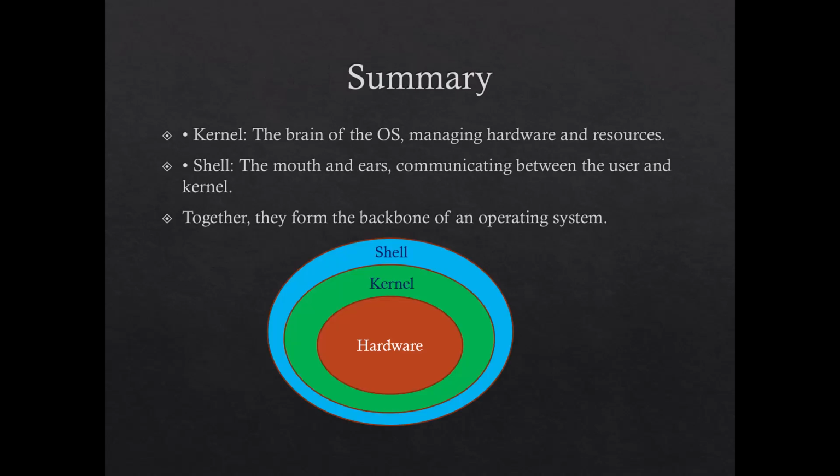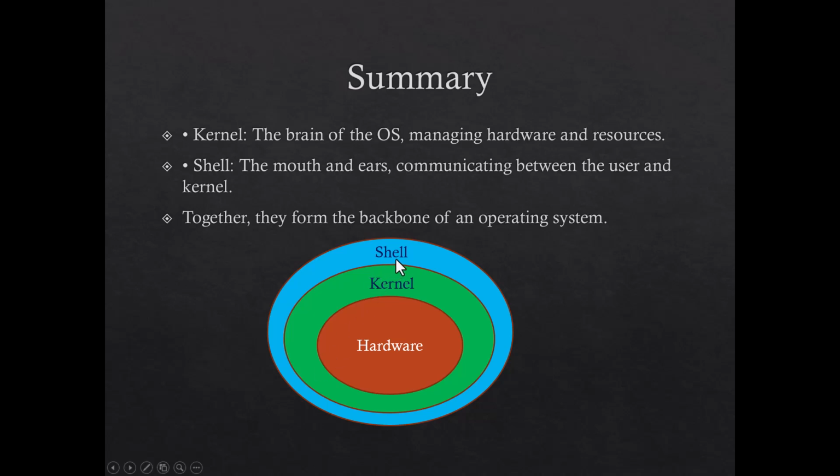Summary. Kernel, the brain of the operating system, managing hardware and resources. Shell, the mouth and ears, communicating between the user and the kernel. So together they form the backbone of an operating system.